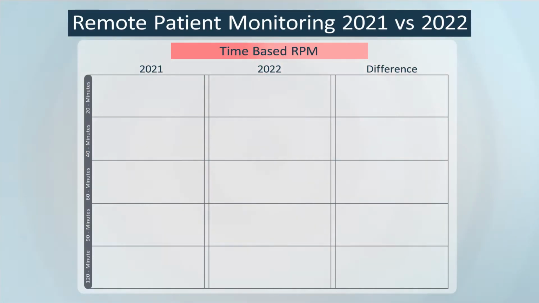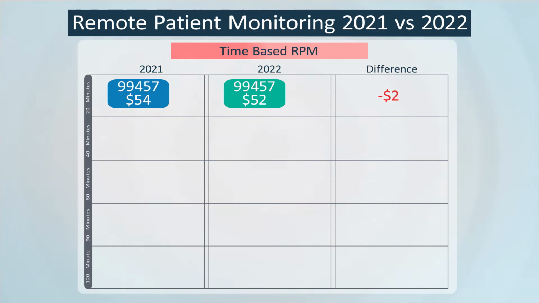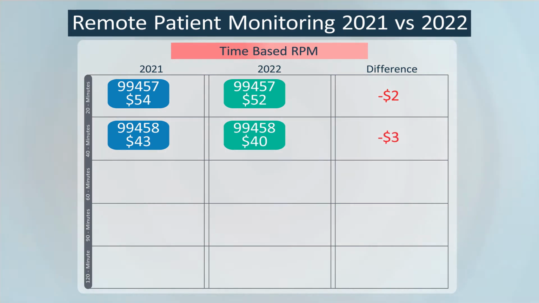In 2021, 99457 paid about $54 for 20 minutes of time. In 2022, 99457 will be slightly reduced to $52. This is a small drop, but it is something that our practices should be aware of. There's an add-on code for 20 additional minutes, 99458, that pays about $43. In 2022, this will be reduced to $40. Again, it's a small drop.